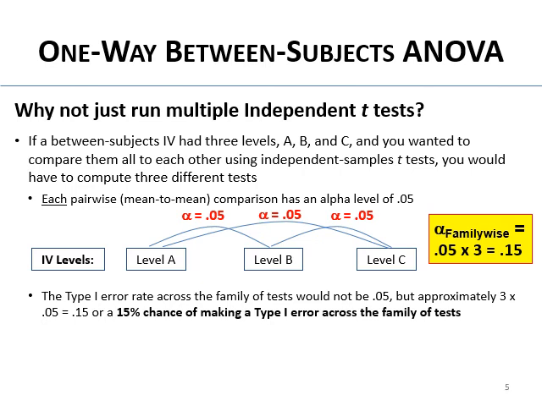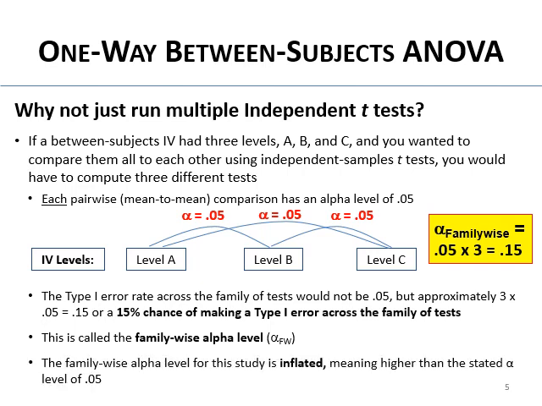You don't want a 15% chance of rejecting the null when you shouldn't. That is a type 1 error. So that is called your family-wise alpha level, or alpha family-wise. And for this study, it is inflated, meaning that it's higher than what you think it is, your alpha of 0.05. It's actually 0.05 times 3. So this is why you don't want to do 3 independent samples t-tests. You want to do this ANOVA, because I'll show you why in a second.